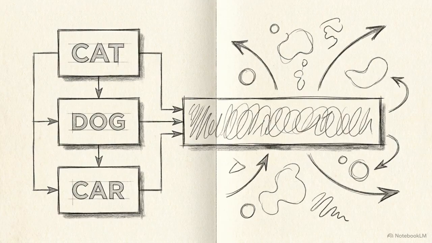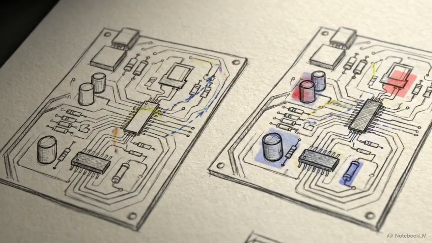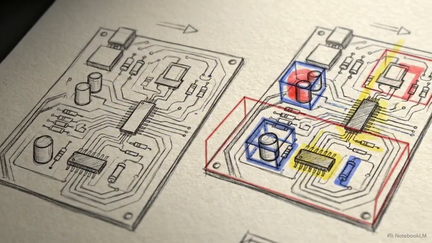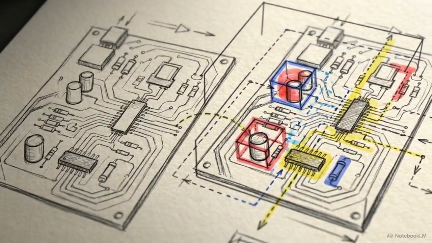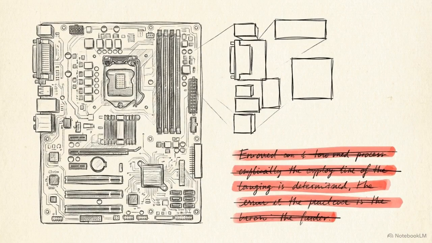CLIP shifted the field away from rigid visual classifiers toward flexible, open vocabulary systems. This alignment made generative multimodal models possible. Operating these models safely requires strict visual grounding. The model's language output must remain tightly anchored to the provided image evidence. If the visual evidence from the encoder is ambiguous, or if the adapter projection is weak, that anchor breaks.